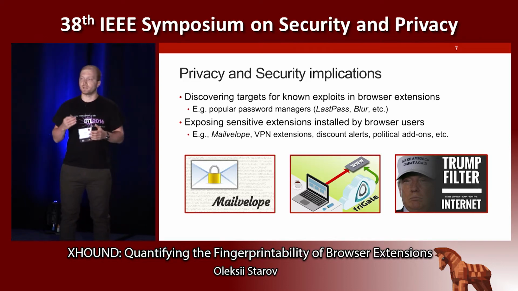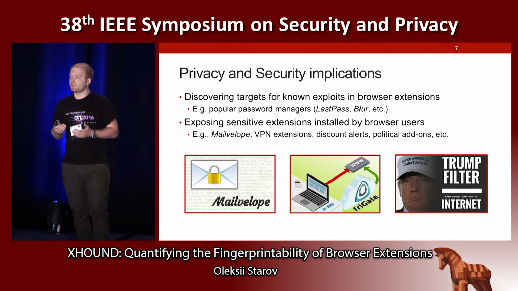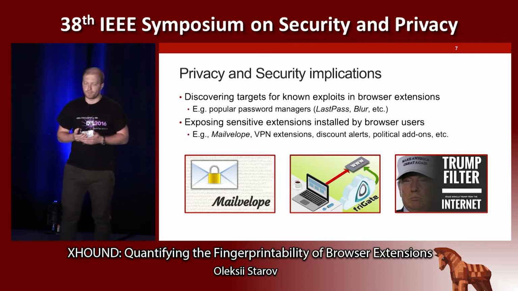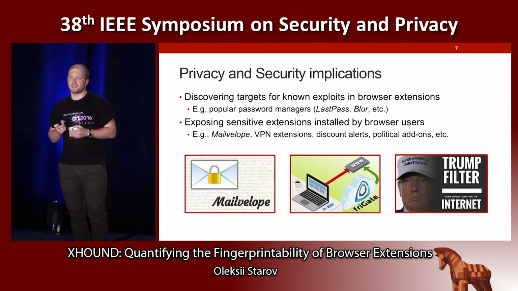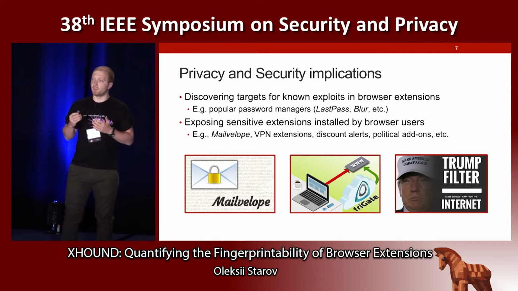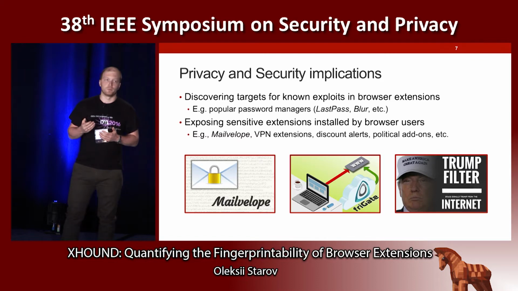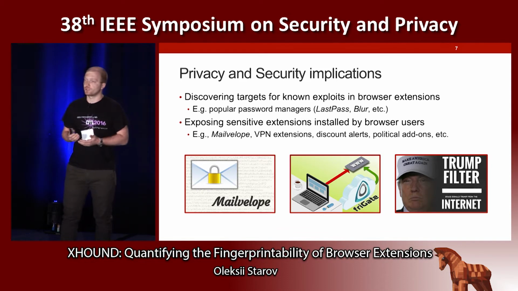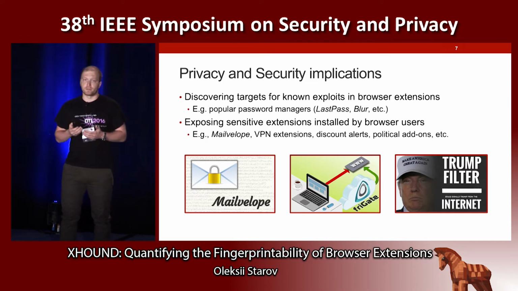First of all, if there is a known vulnerability and exploit in one of the detectable extensions, attackers have an easy way to discover victim browsers. Here we can consider the example of a password manager like LastPass, compromising of which can have severe security consequences. Secondly, exposing sensitive browser extensions can be by itself privacy intrusive. For example, we can consider extensions for encrypted communication like Mailvelope, extensions for VPN services, shopping discount extensions that may reveal your income level, or political add-ons that may reveal your political views.